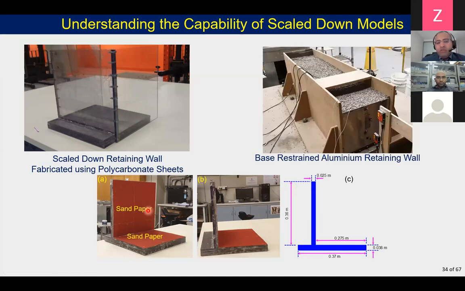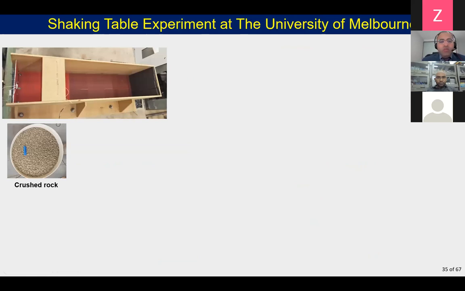Before using this model, we also started using a distorted model. The good thing with the distorted model is that you don't need to do the similitude calculation, but it can also show you a good result if you are more interested in just seeing the deflection of the wall and then trying to understand the dynamic properties of the backfill. So this study can give you a really good response. So let's see what happened with the scaled down model now.